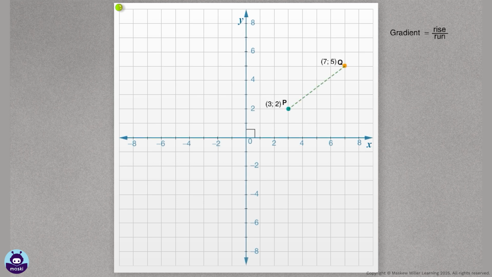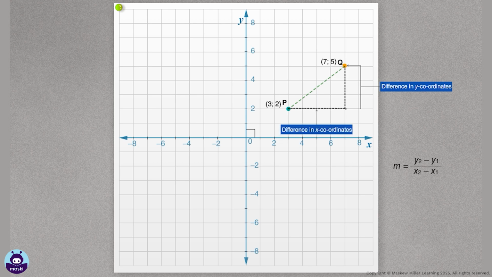Similarly, for the 2 points P(3, 2) and Q(7, 5), the gradient of the line PQ can be calculated. The vertical change can be calculated as the difference in the y-coordinates and the horizontal change can be calculated as the difference in the x-coordinates.